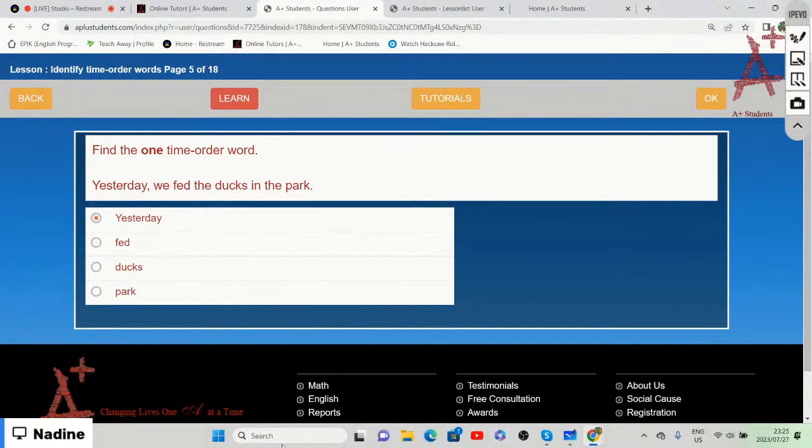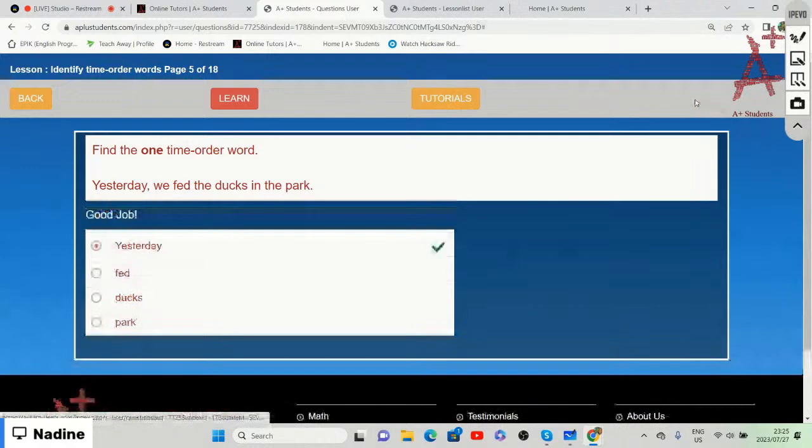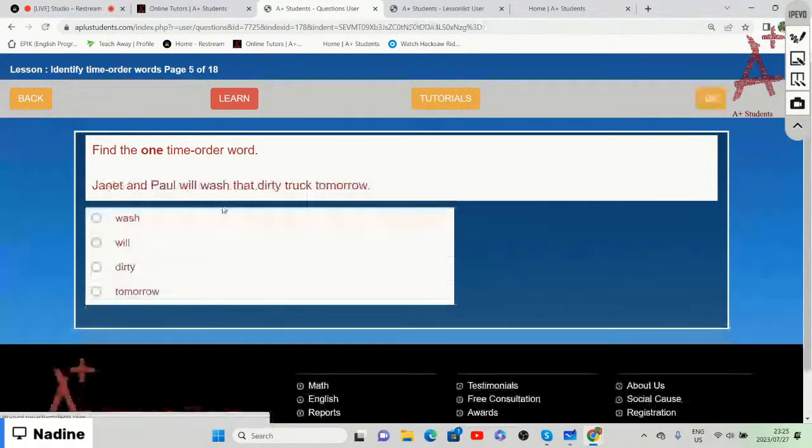So in this case, we can say it is yesterday, right? Yesterday can be any day. It can be Friday, Wednesday, Sunday, any day, depending on your time and your time of day. All right, so yesterday is correct.